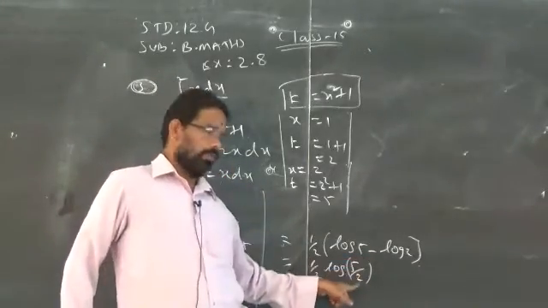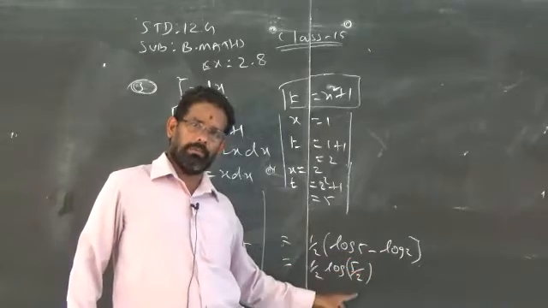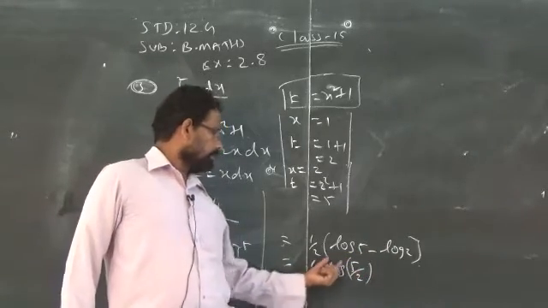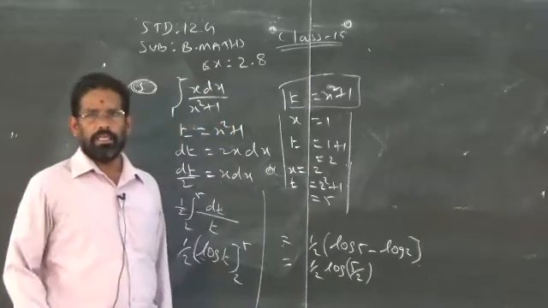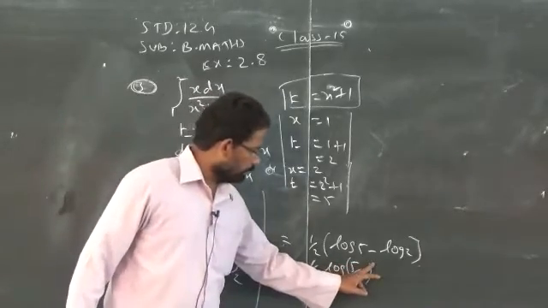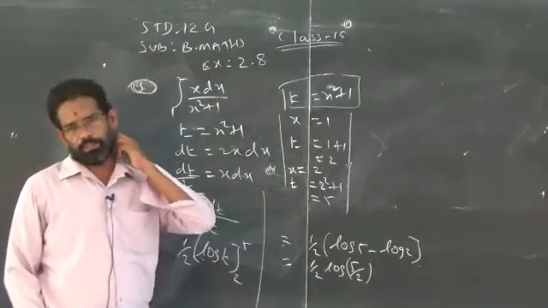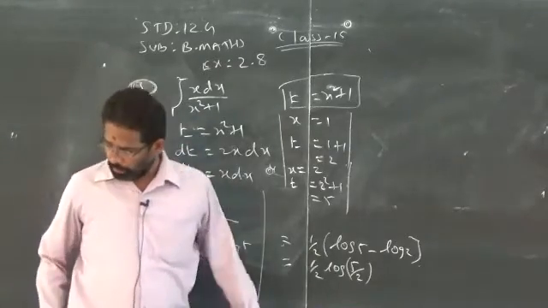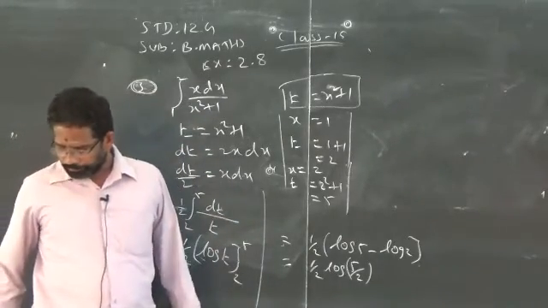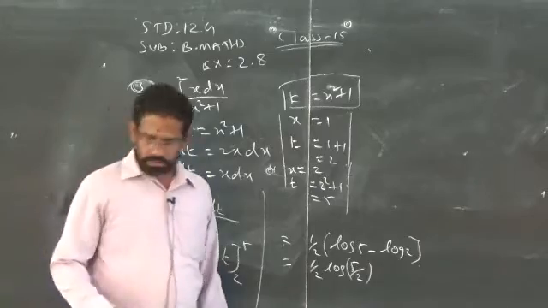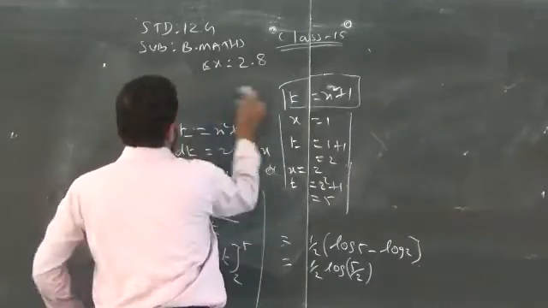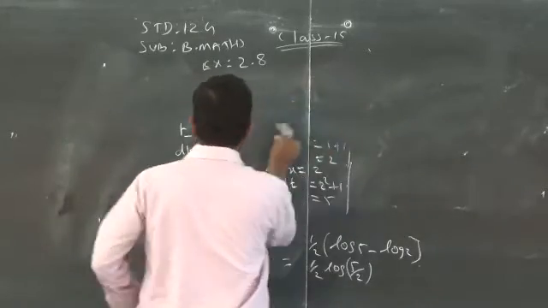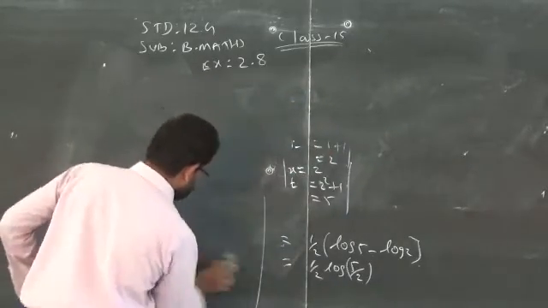This is a division rule. Log a minus log b, log a by b. You can take 1 by 2 as the power of log, nothing wrong, or you can leave it as it is. Clear? So if you take 1 by 2 the power of 5 by 2, also correct, nothing wrong. Clear? Now we will go to sum number 5. Fourth sum you can do it yourself, that is very simple. We will see sum number 5 now.